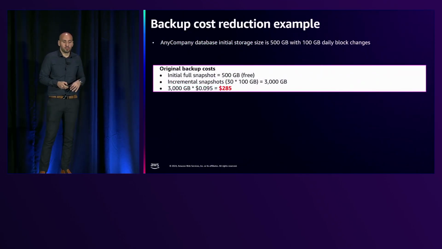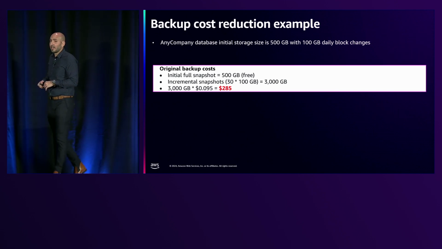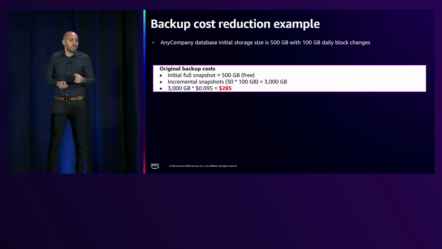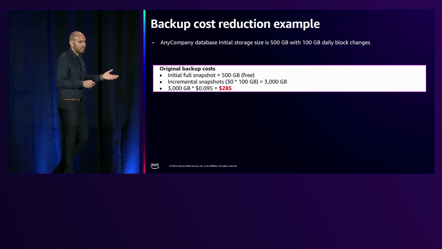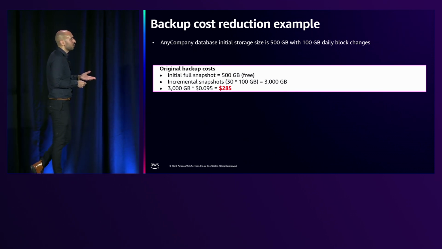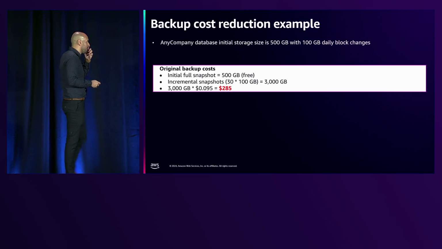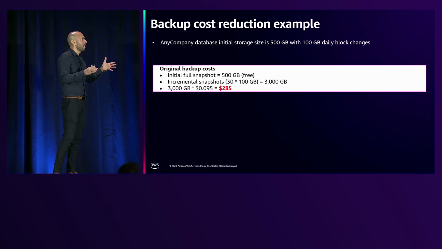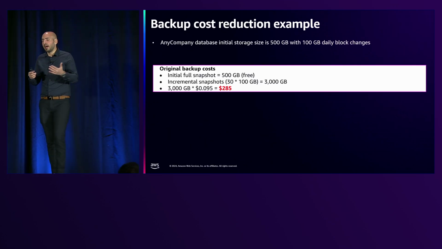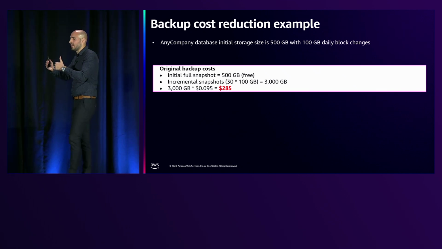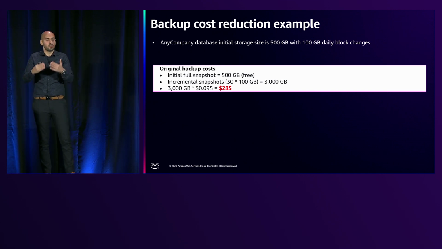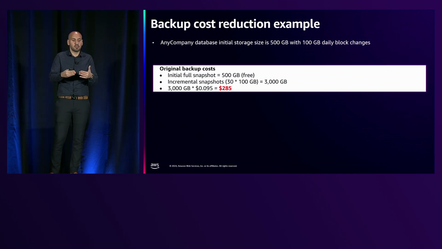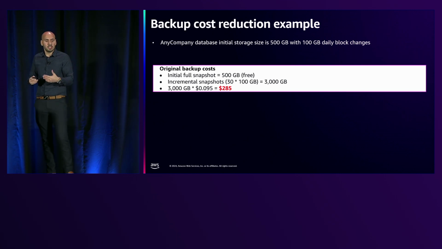Now, using this approach, we managed to reduce cost of backups significantly. We can see here the original backup cost, which uses the 30 days of automated backup. Let's assume the database size is 500 gigabytes, and we have 100 gigabytes of daily EBS block changes. We assume the initial snapshot is 500 gigabytes, and it's free because AWS provides you up to 100% of your database size as free backup storage cost. And then we charge for each incremental snapshot. And you can see that each incremental snapshot is 100 gigabytes, which represents the daily block changes.